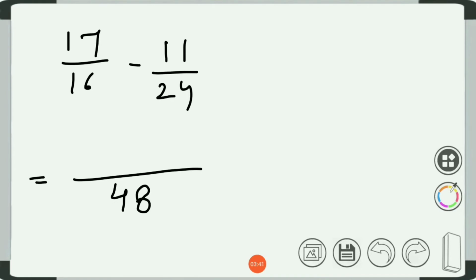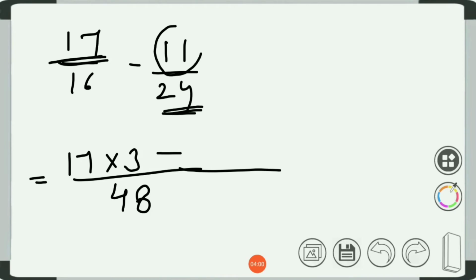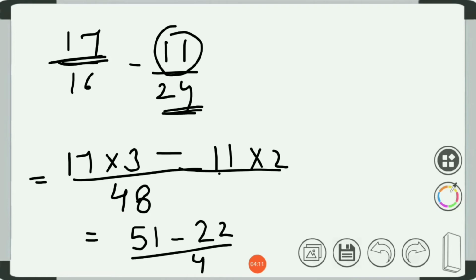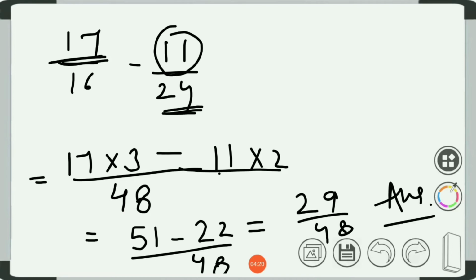48 goes in 16's table 3 times. Now multiply that 3 with the numerator, which is 17. So 17 into 3. Put the same sign, the minus sign, and 48 goes in 24's table 2 times. Then multiply that 2 with the 11. Now you got 17 into 3, 51, minus 11 into 2, 22 upon 48. Your answer is 29 upon 48.